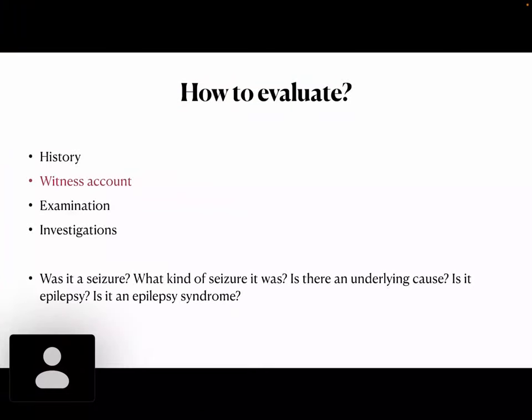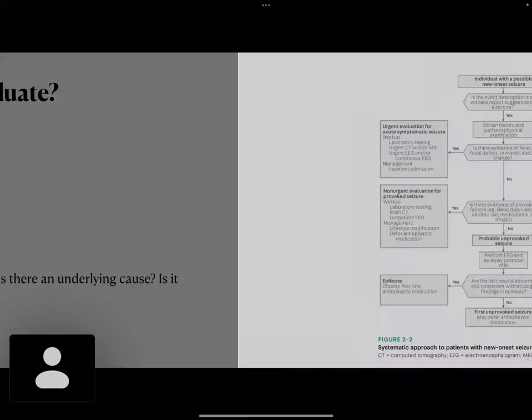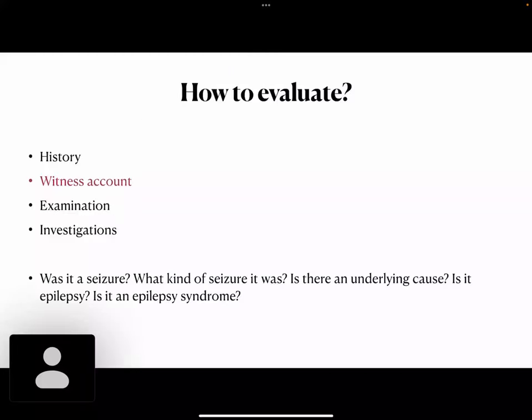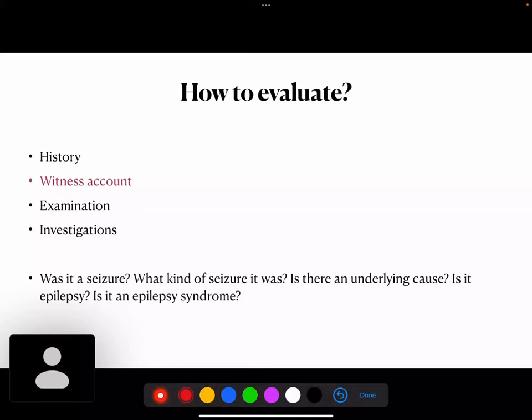So how to evaluate a patient? Most important is to take a detailed history. You need to rule out the mimics and what else might be going on. Take a witness account of what happened. Ask the patient what happened, and ask someone who's with the patient, have you seen what happened? What was happening at the start? What was happening at the end? Both kinds of histories are really important in this case.